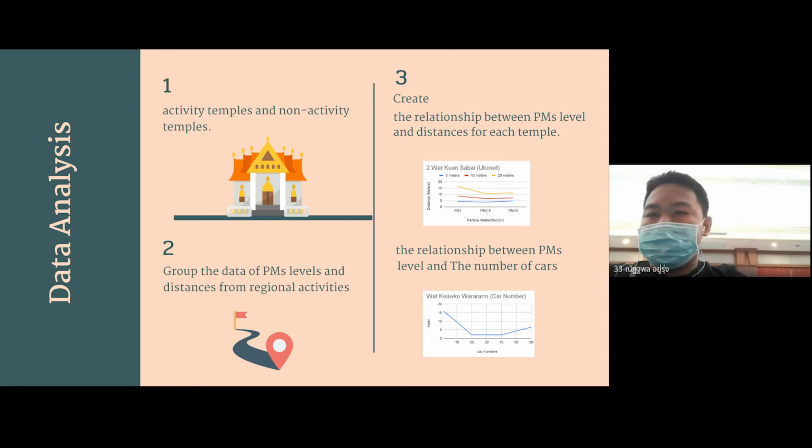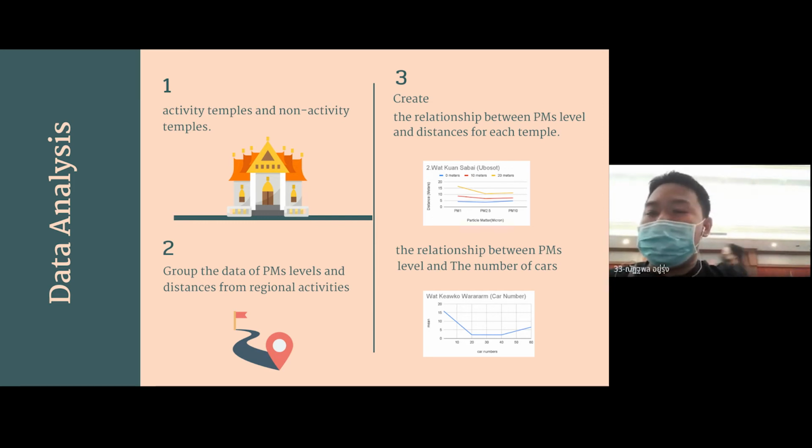And on the data analysis, we decided to test the difference between PM1 and PM2.5 levels and the number of cars which pass through the front gates of the temples. Secondly, we will group the data of each PM level and the distance from the activities. Then we decided to calculate the mean of the data for each temple.